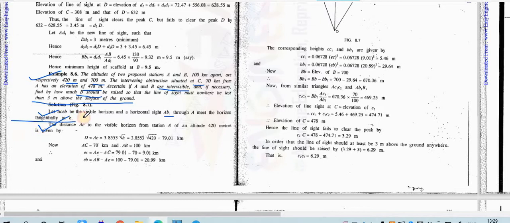Now the distance AE to the visible horizon from the station A of an altitude 420 meters is given by the formula. So if you have to find out this distance AE, that can be calculated by what? Because we know the height of this particular object from mean sea level, 420 meters. So with the help of this we can easily calculate this distance. So the formula will be: distance equals 3.853 into the square root of h.